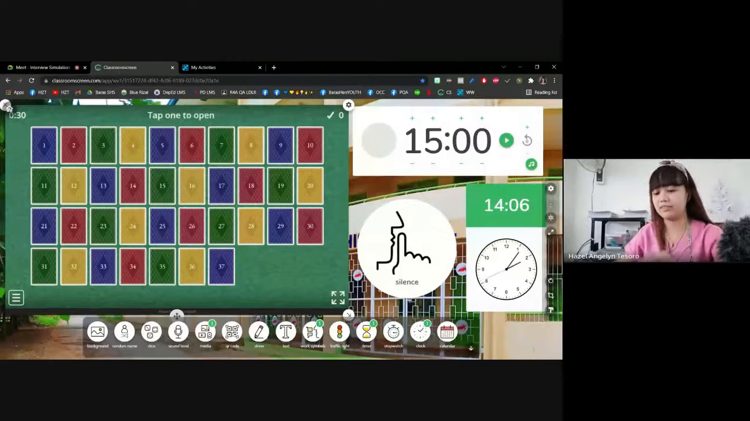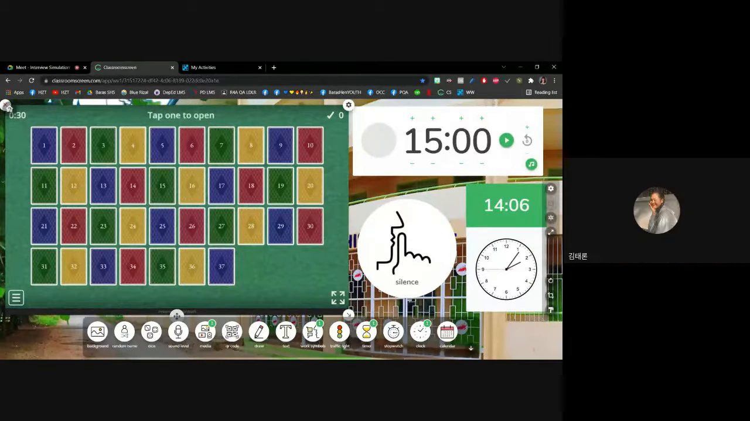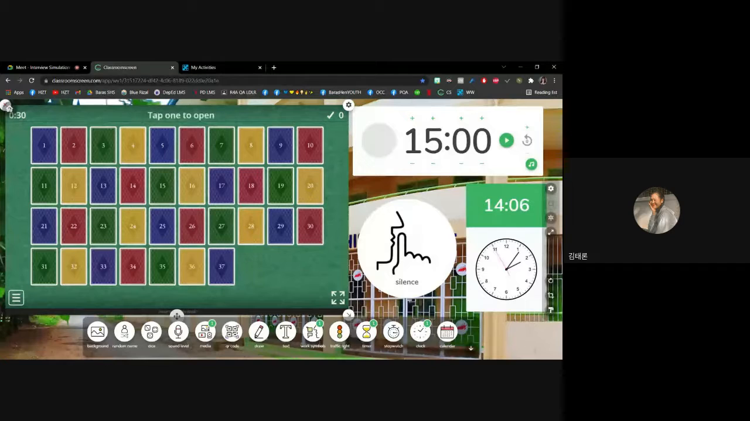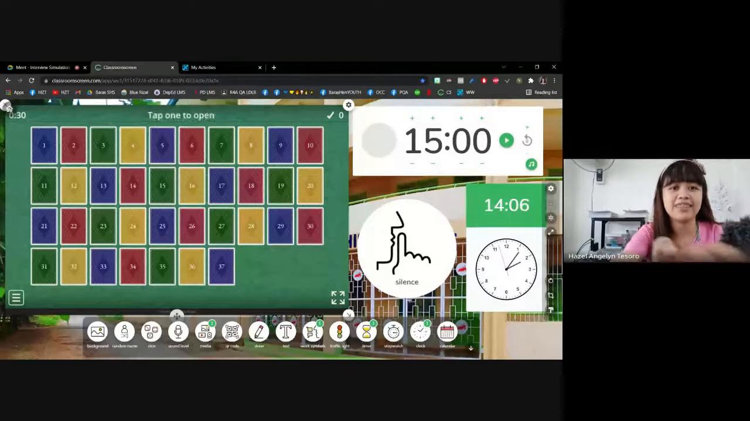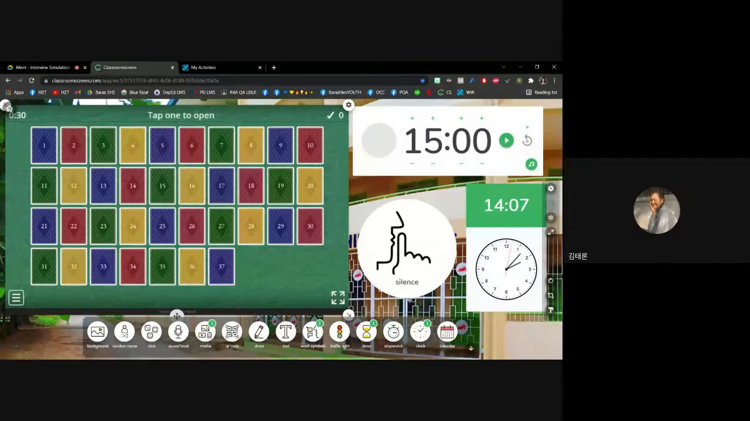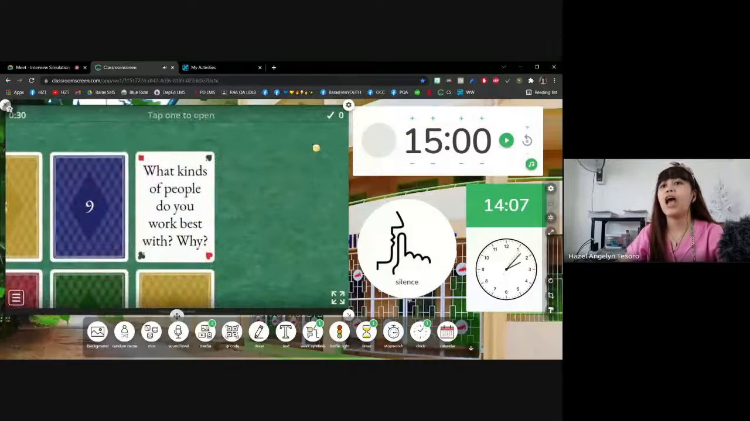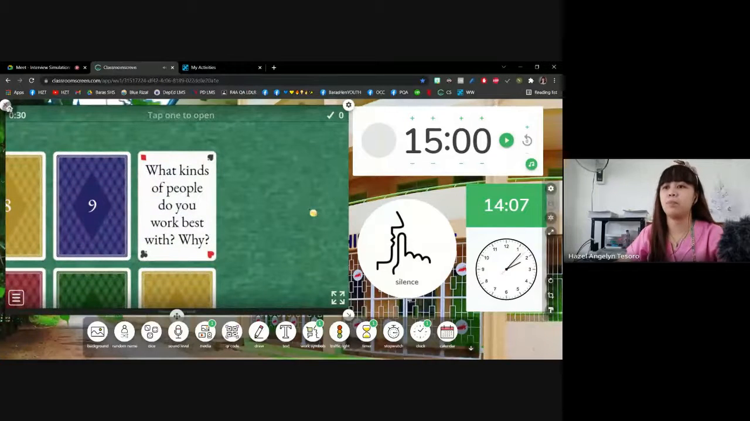Rona. Pakigalaw ang baso if you're here. So, ma'am, hello. Ayan, sige. Will you pick a number or use the randomizer? Pick na lang po. Okay, which one? Ma'am, 10. Number 10. Saan ba? Ayun. What kinds of people do you work best with and why?